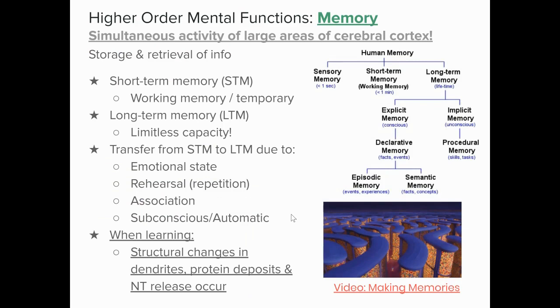Memory. Very important in anatomy, right? Harder for some of us. This is the simultaneous activity of large areas of the cerebral cortex again. This is how you store and retrieve information. You can see this diagram here, this flow chart. You can see that there is short-term memory, and you can see that there's sensory memory here. This is about 1 second. You sense something. Short-term memory is your working memory.